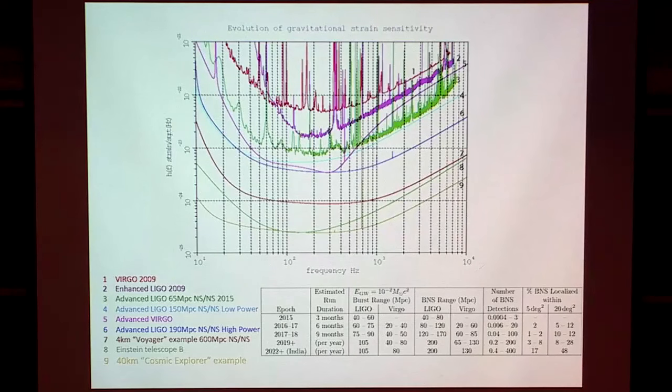So those last three are space. This is what you could do in the 4-kilometer facilities of LIGO if you made improvements like using squeezed light, using cryogenics, using heavier masses, for example. Okay, that's not what we're doing now. But these are things where you build a new apparatus entirely.